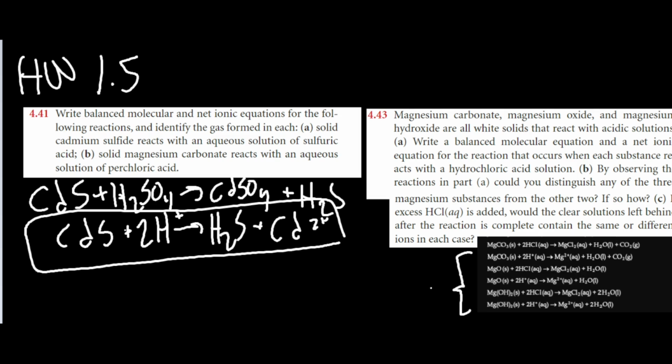And then for C, if excess HCl is added, would the clear solutions left behind after the reaction is complete contain the same or different ions? So if excess hydrochloric acid is added in each case, the identity of the ions in the clear product solution is the same. Each different reaction produces magnesium ions along with chloride ions, and there will be H plus and more chloride ions from the excess acid.